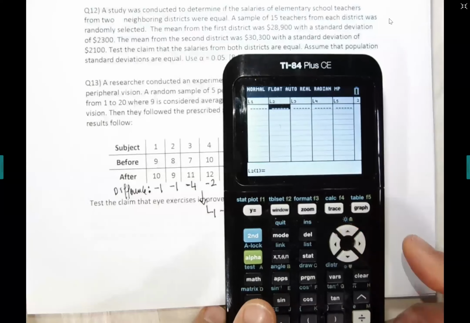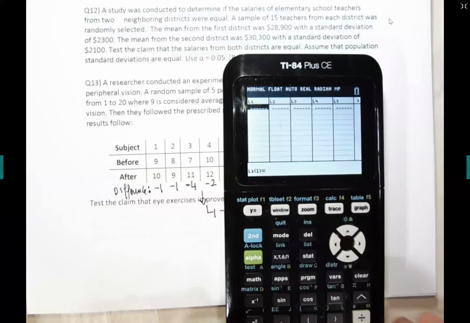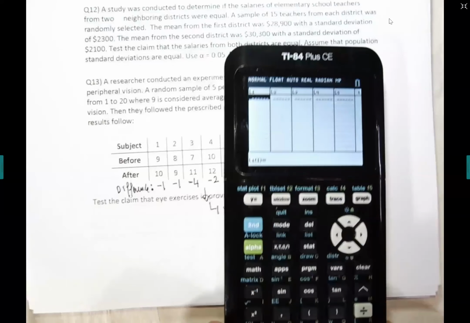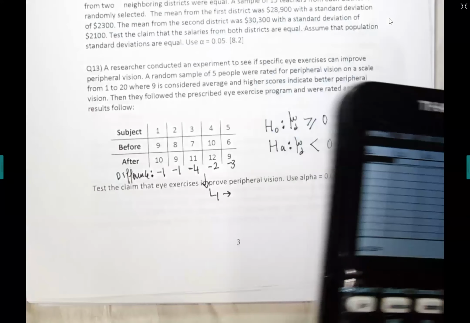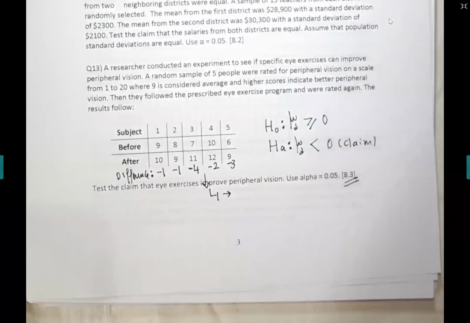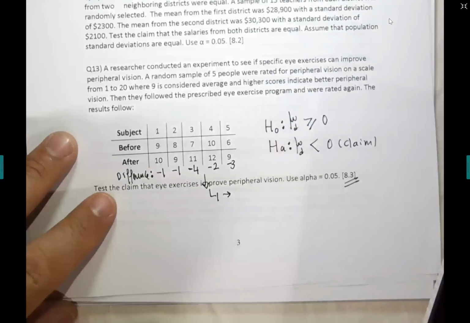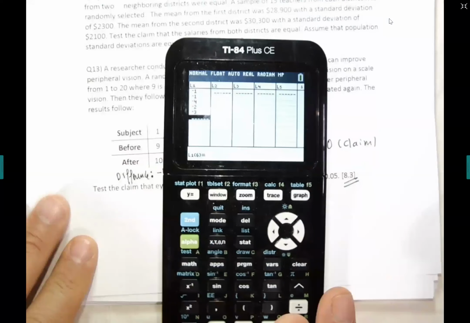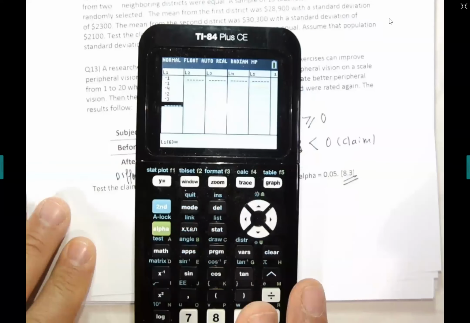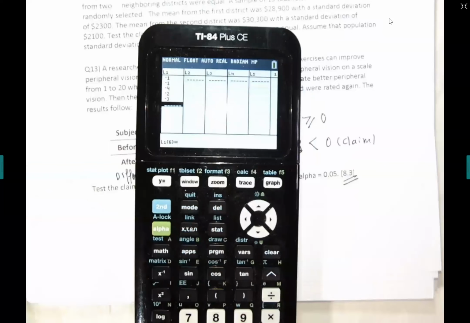Okay, I'll go to L1. So I got, just have it visible for you, -1, I'll put in first. -1, -4, -2, -3. It's obvious that we need to test that mu d is less than 0. You can see all the differences are negative. Okay, guys, so that's what I have.